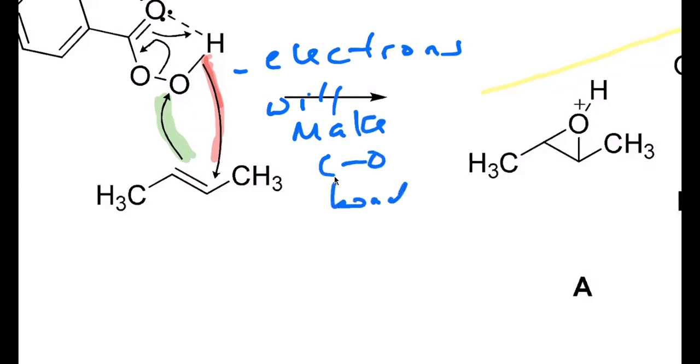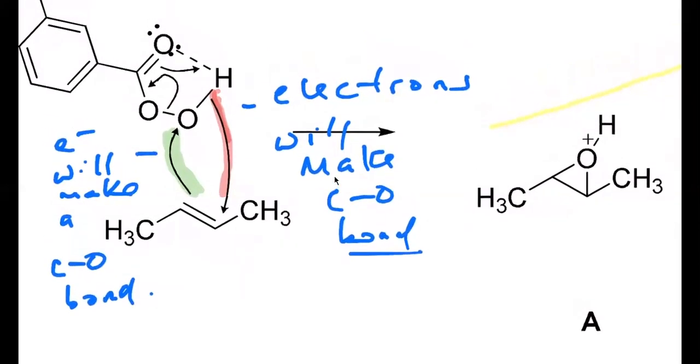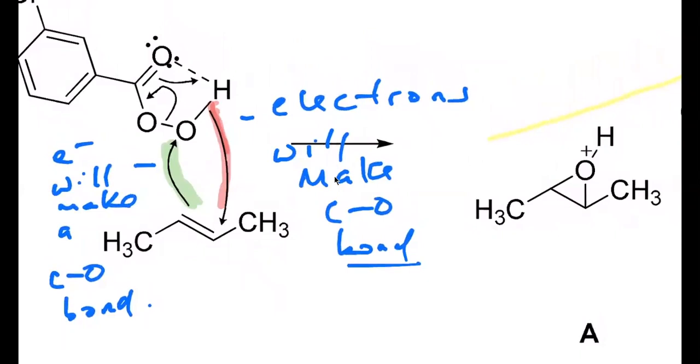So on the right side, I'm using those electrons to make a CO bond. And then here, I'm using the same thing, electrons, and that pi bond will make a CO bond. All right. So all the rest of it, what is this arrow telling me right here? What's that arrow saying? O and O bond is breaking.